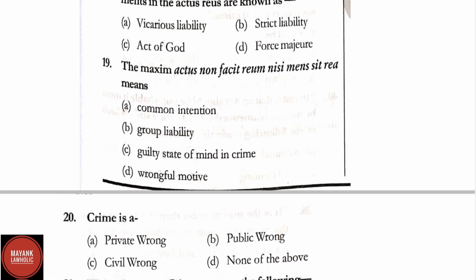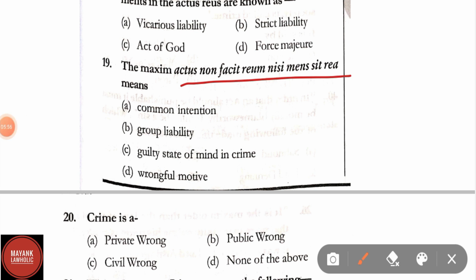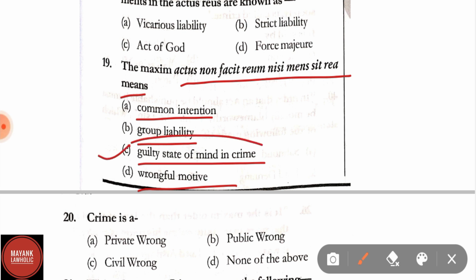Question number 19. The maxim actus non facit reum nisi mens sit rea means: common intention, group liability, guilty state of mind in crime, and wrongful motive. Here the correct answer is option C, that is guilty state of mind in crime.